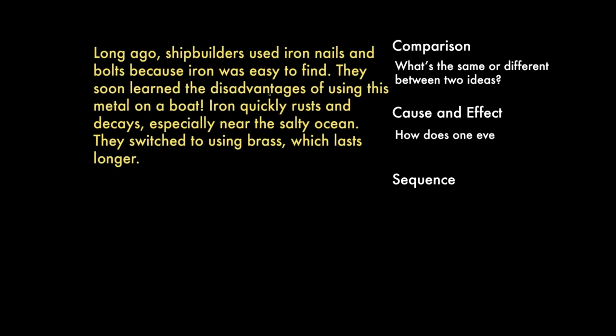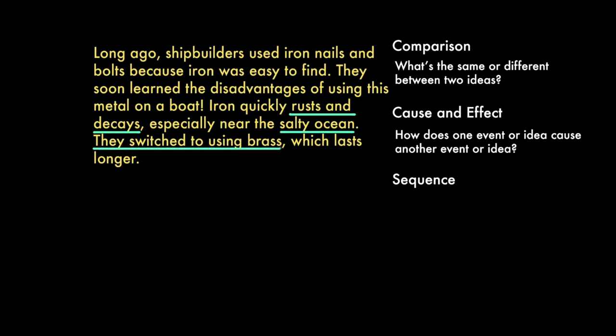Now let's talk about cause and effect. How does one event or idea cause another event or idea? Well, what happens when you put a ship with iron bolts into salt water? It rusts and decays. The ocean causes the iron to corrode and rust. So what did shipbuilders do as a result? They switched to using brass.